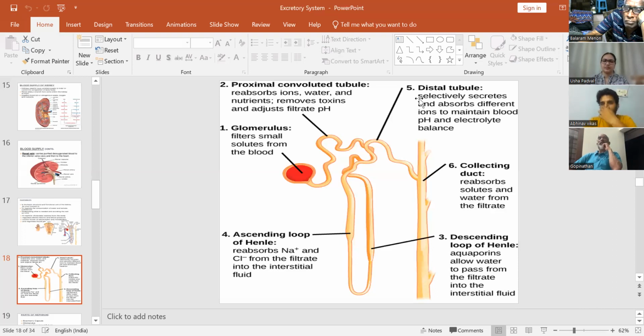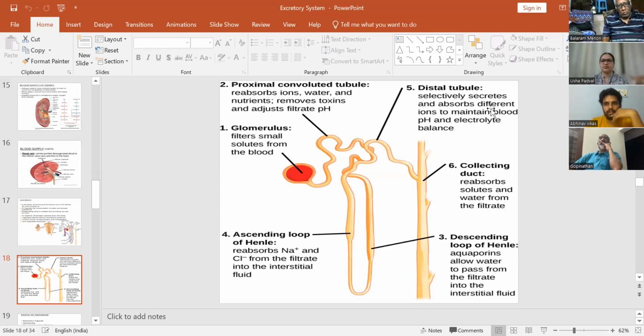The fifth one is the distal tubule. See, proximal means which is near. Distal means which is far. Like what I said, anterior, posterior, superior, inferior, in the same way you have proximal and distal.